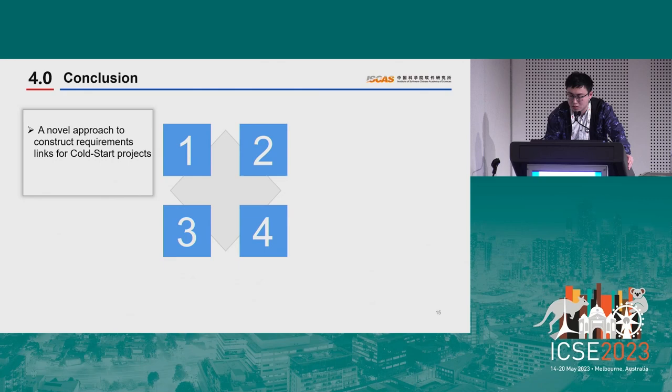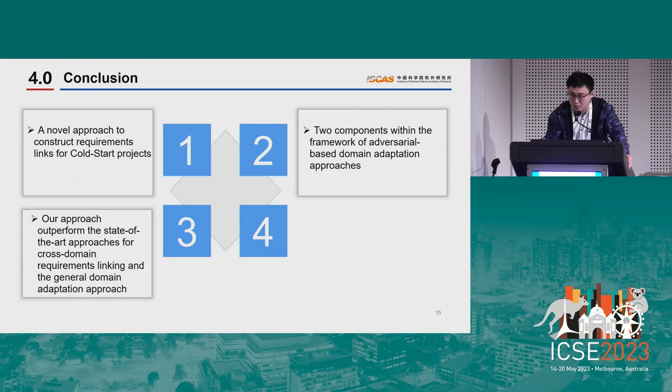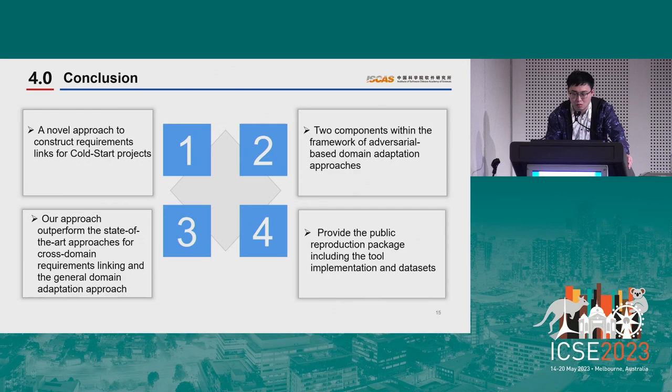And we propose two components within the framework of the adversarial domain adaptation approach, which significantly boosts the efficiency of cross-domain requirements linking. For evaluation, our approach could outperform the state-of-the-art approaches for cross-domain requirements linking and the general domain adaptation approach. Finally, we provide the public reproduction package, including the tool implementation and dataset for future research endeavors.